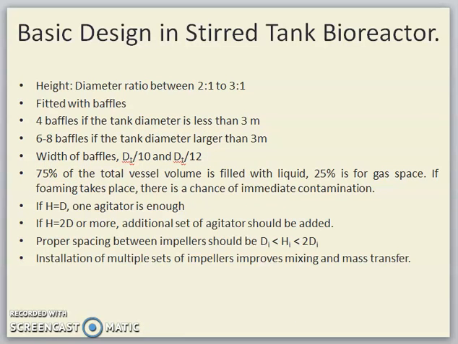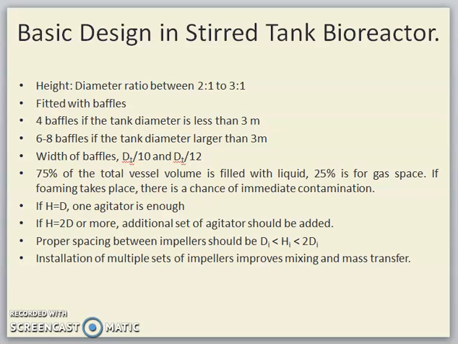Okay, you can refer to the textbook, the Schuler and Kargi textbook on pages 288 to 290, on the basic design of the stirred tank bioreactor. So here you can see the rule of thumb in order to design the stirred tank bioreactor is the ratio of height to diameter. It is between 2 to 1 and 3 to 1, and commonly we use 2 to 1.